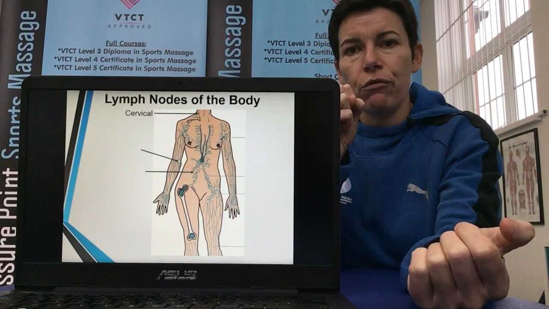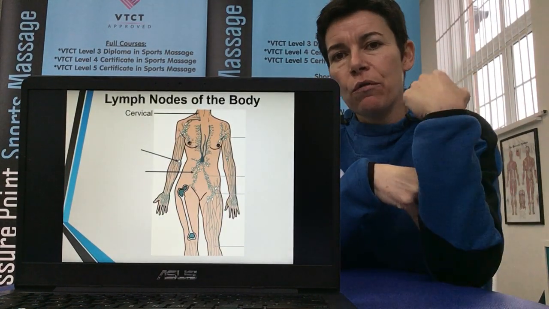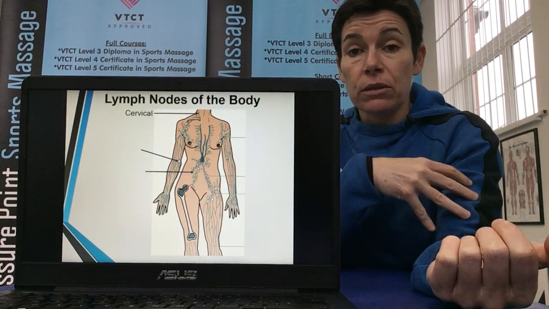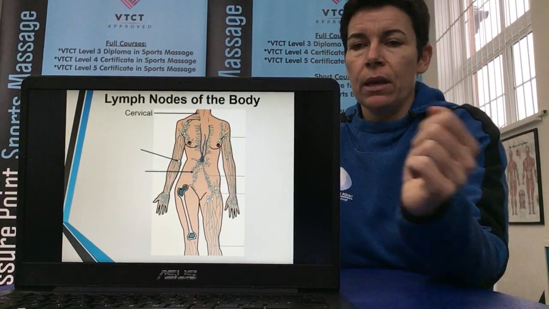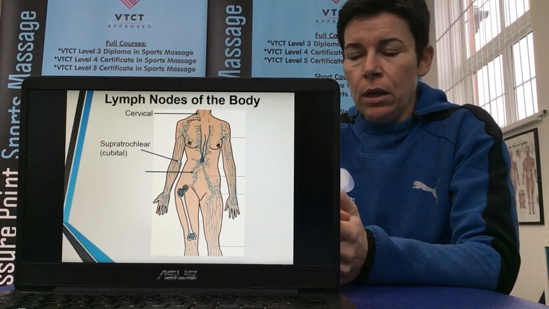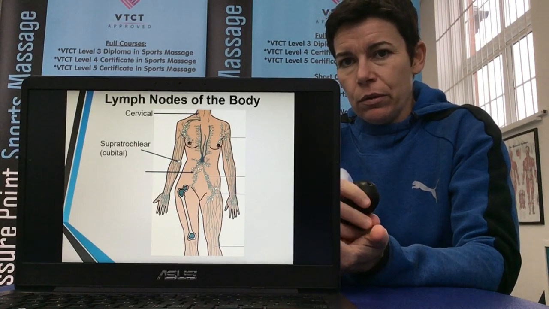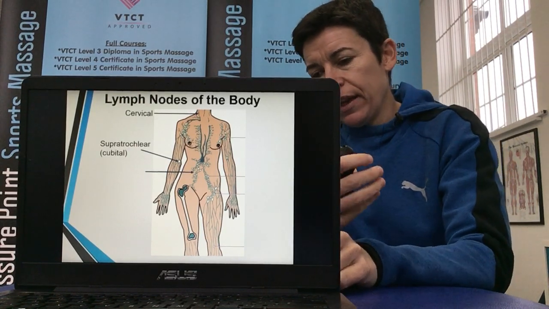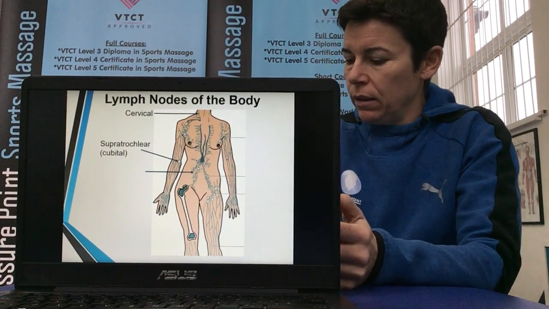There isn't a central lymph heart pumping it around. It moves via movement of the body through muscles and therefore can help pump at the joints. So this one here is the supratrochlear lymph node, and the term for the front of the elbow is cubital. So it's often called cubital. I think the exam paper will use the word supratrochlear.